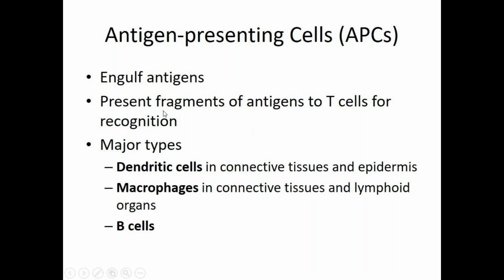The idea here is that we're going to basically engulf, or somehow otherwise acquire the antigen from a pathogen. We're going to take that pathogen and we're going to put it in an MHC, and we're going to bring it over to a T cell and say, hey, look at this. This is kind of weird, right? Should we do something about this?